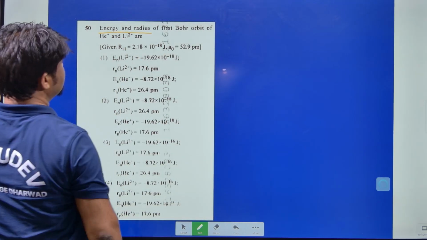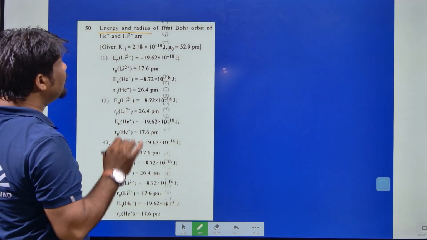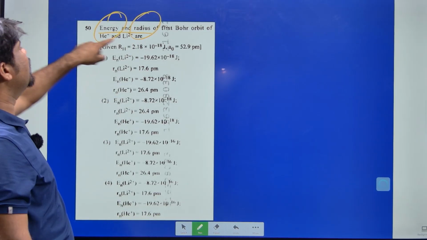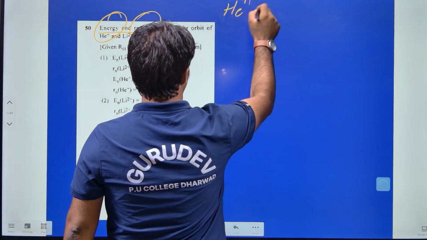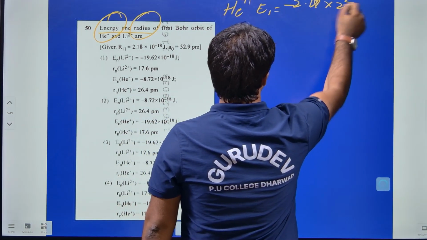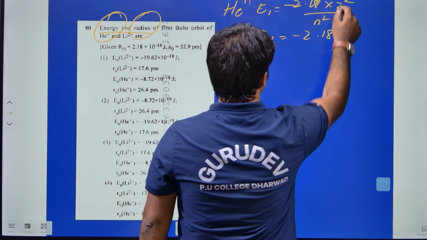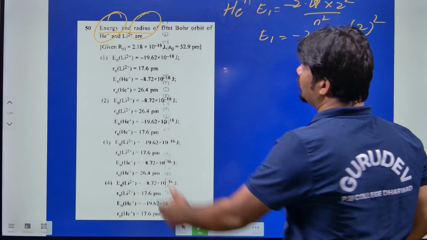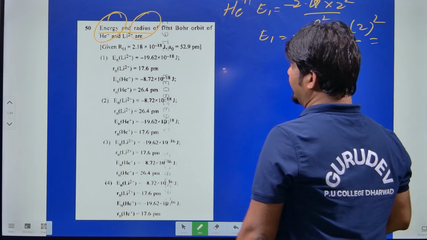The energy and radius of the first Bohr's orbit of a helium and a lithium ion. So, we need to calculate the energy as well as the radius of the helium ion as well as the lithium ion. First, I would like to calculate the energy of the He plus 1 ion. So, energy E1 is equal to minus 2.18 into Z square divided by n square. That is E1 is equal to minus 2.18 into Z, for helium that is 2 square, divided by n, the number of electrons in helium, as 1 square.